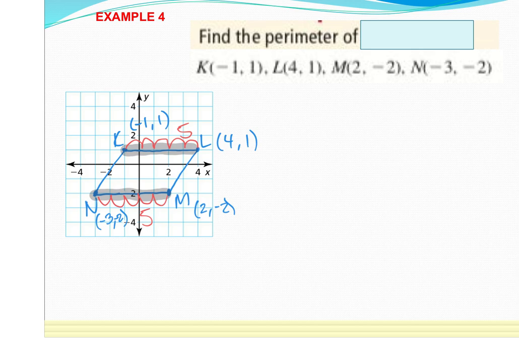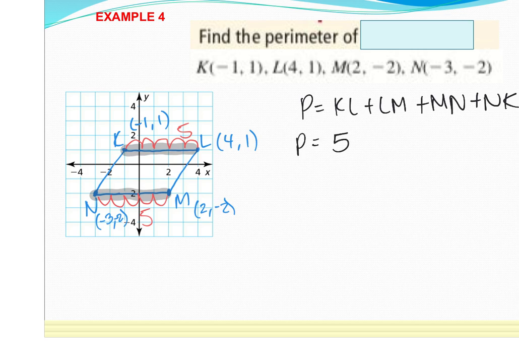So, what's this problem asking us for? Perimeter. So perimeter is going to be KL plus LM plus MN plus NK. All of the sides added up. Do you guys agree? We know that KL and NM are both going to be 5 units. So we're going to say perimeter equals 5 plus LM, we don't know that diagonal one yet, plus MN, which is 5, and then plus NK, which we don't know. So we're going to leave that one in there. Are we cool so far?